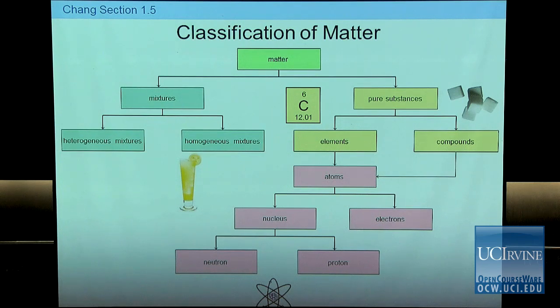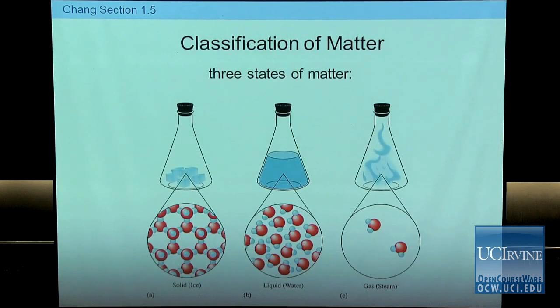You can go even deeper. You can talk about quarks. We'll not do that in this class. Here in this chemistry class, we stop at this particular level. Neutrons, protons, and electrons provide us enough information to explain the different properties of materials. Now we know the classification of materials.